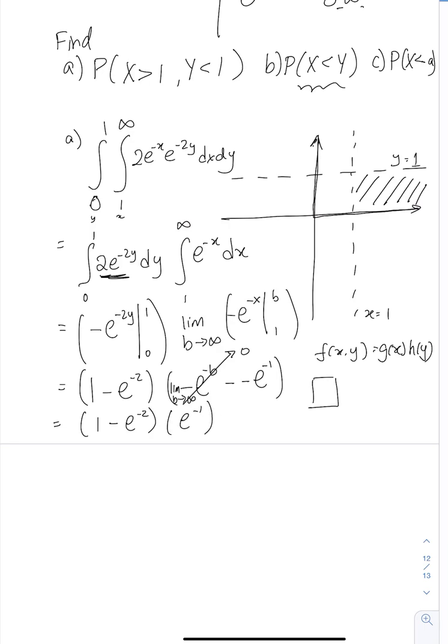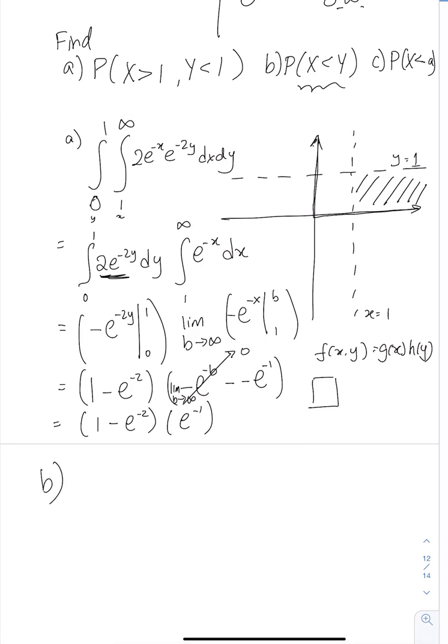So this product will be the probability that x is bigger than 1 and y is less than 1. You can also verify that when you take the joint density and integrate it over the whole plane, you should get 1. And of course, the joint density should be non-negative, just like you had in the single variable case. Over here, though, you have to consider the whole plane. So that's the answer to part A.